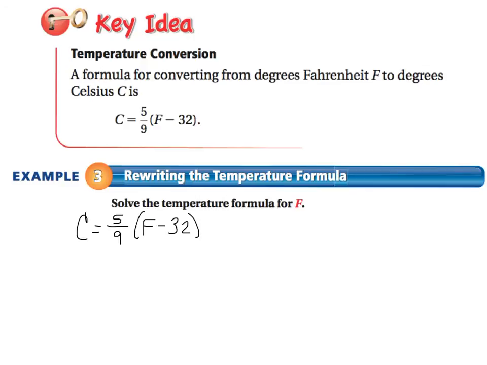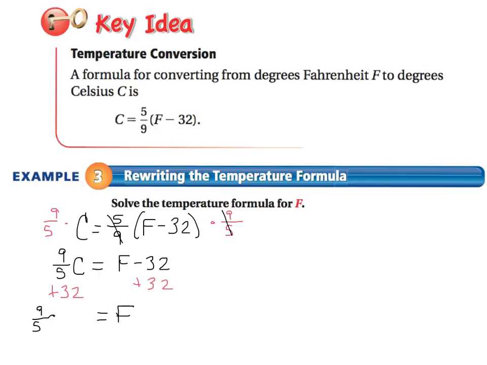The opposite of times 5/9 is multiplying by the reciprocal. So that would give you 9/5 C equals F minus 32. The 5/9 and the 9/5 cancel. The last step is adding 32 to both sides. So I add 32 to both sides. That gives me F equals 9/5 C plus 32. That's it. Of course, it would not be fun without a real-life application problem.